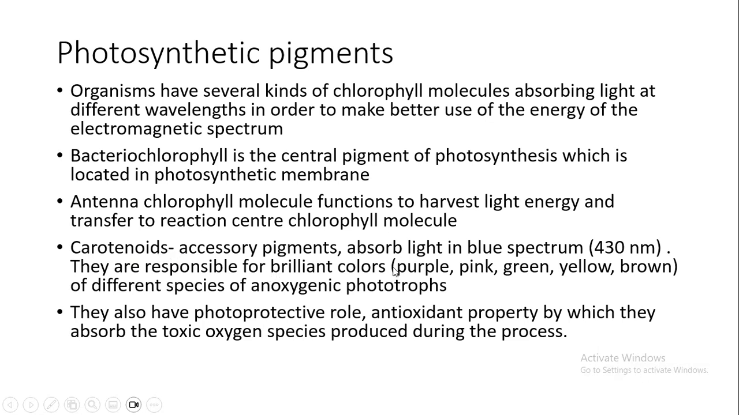These absorb the blue spectrum of light and they are responsible for the different brilliant colors of bacteria such as purple, pink, green, yellow, and brown. These carotenoids also have a photoprotective role because of their antioxidant property, by which any toxic oxygen molecule that is generated during the process is used up by the carotenoids.